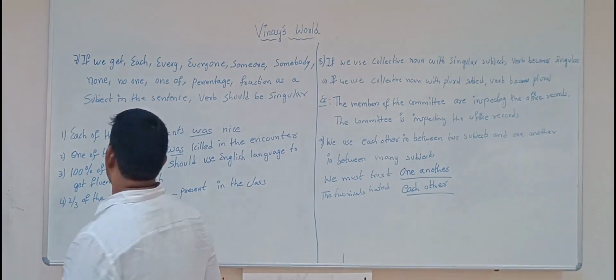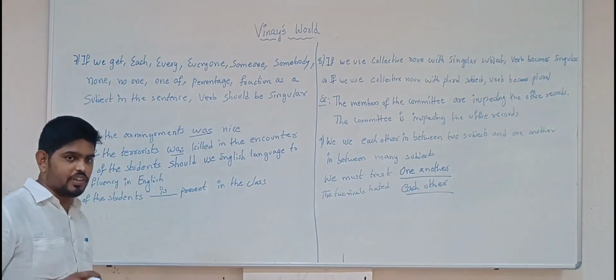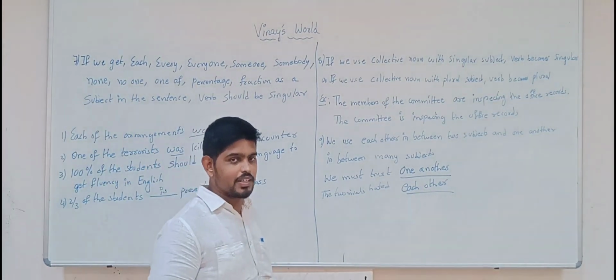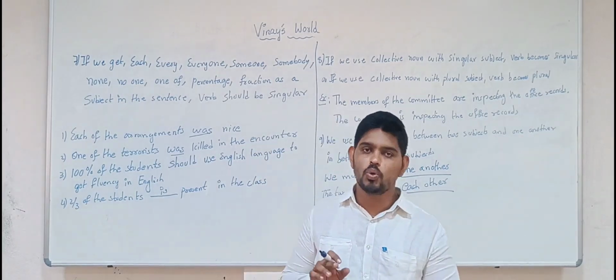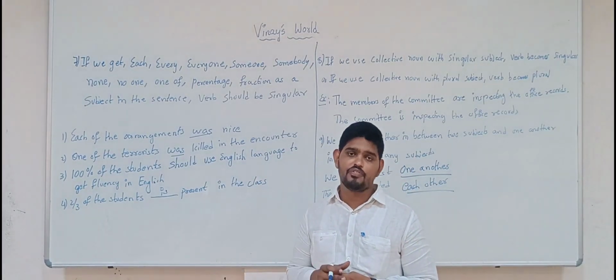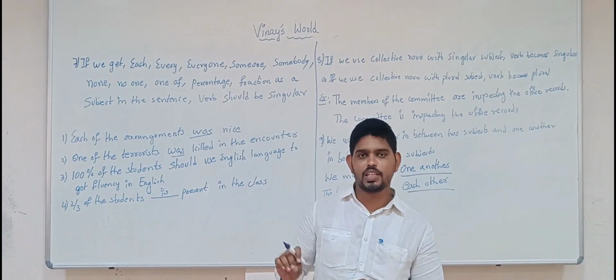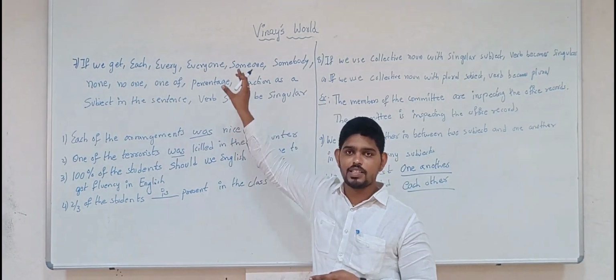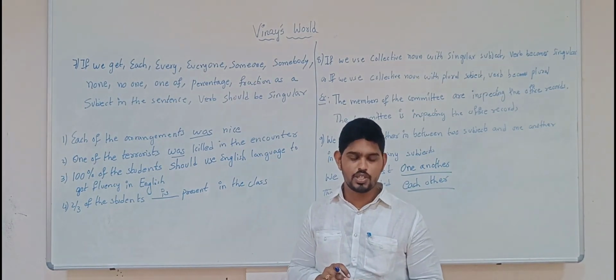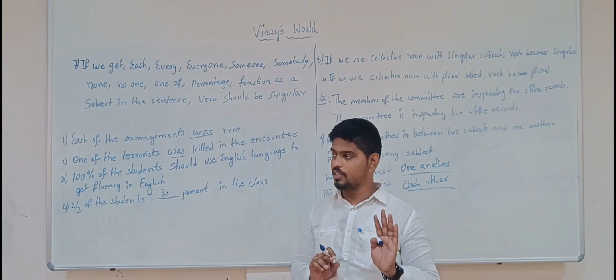Let's move to another rule. If we get each, every, everyone, someone, somebody, none, no one, or percentage or fraction, verb should be singular. One thing you should identify here means if we get these things as a subject in a sentence only, you should use singular verb.